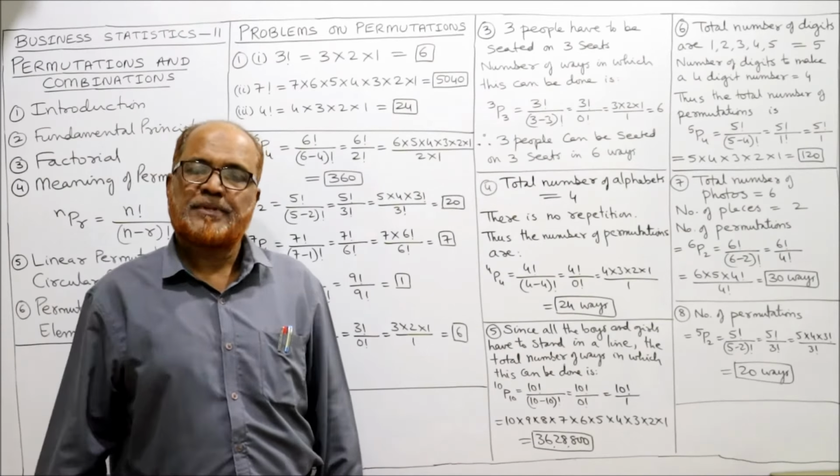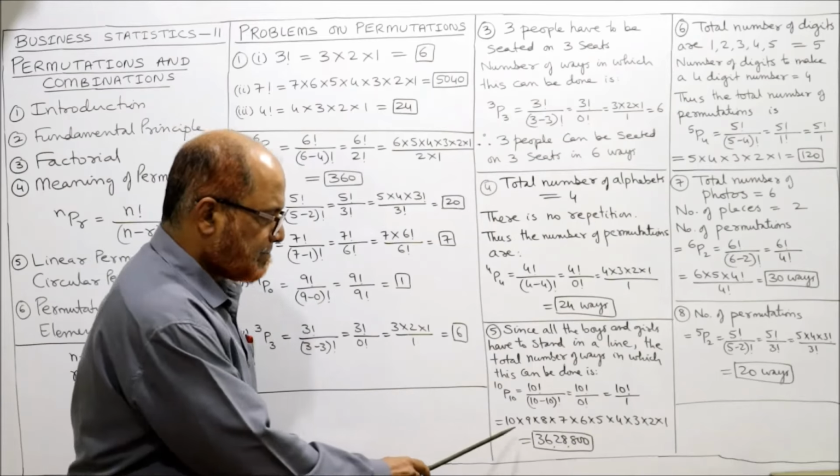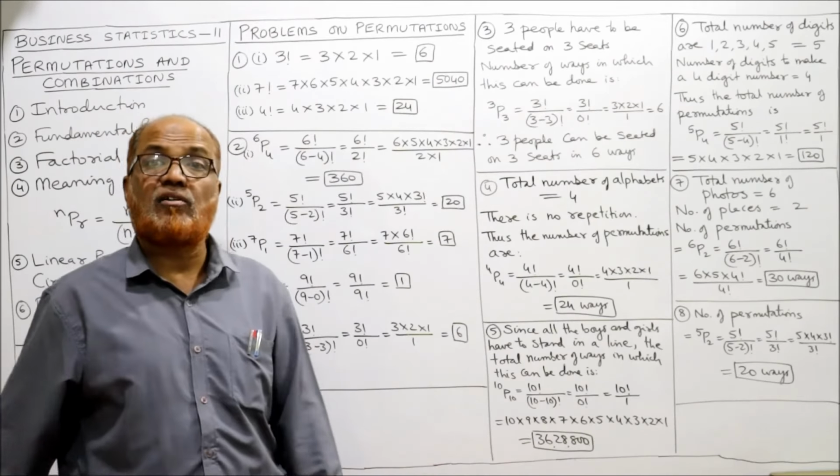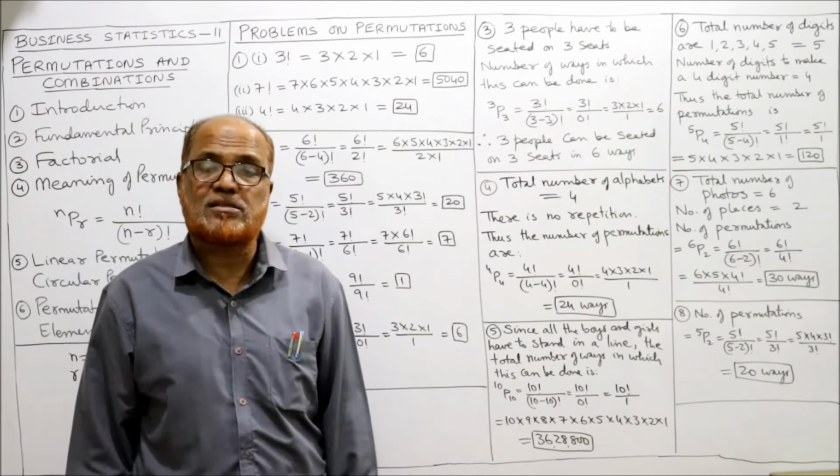So in the numerator we have 10 factorial. 10 factorial means 10 into 9 into 8, 7, 6, 5, 4, 3, 2, 1. Multiply all, you'll get 36,28,800 ways. We can arrange 6 boys and 4 girls in a straight line. That's it. Next, sixth problem.